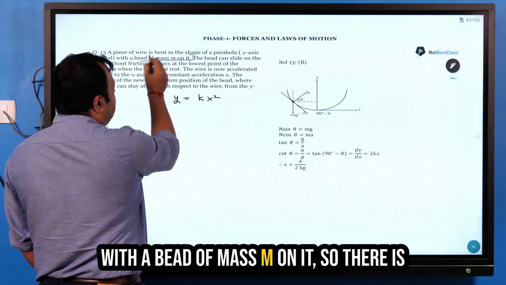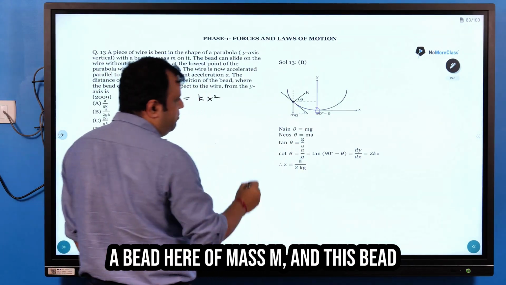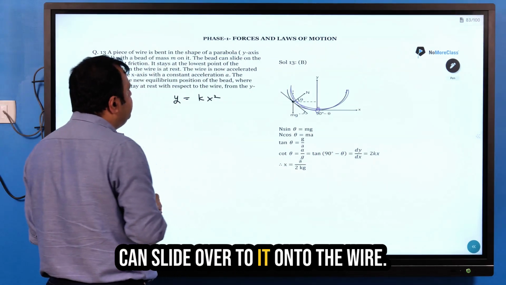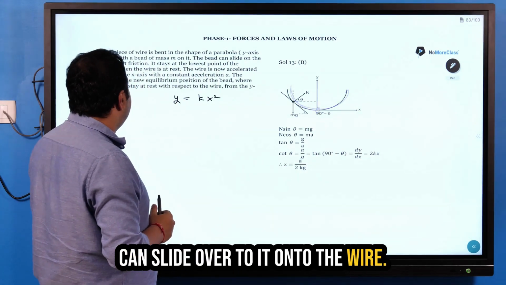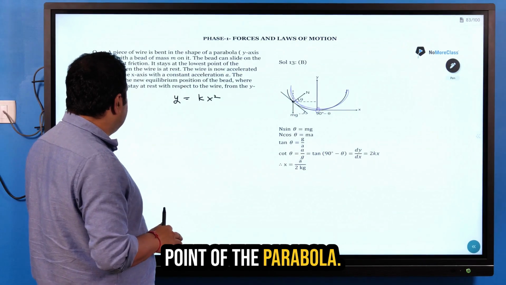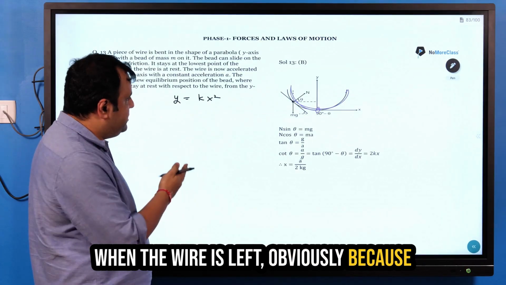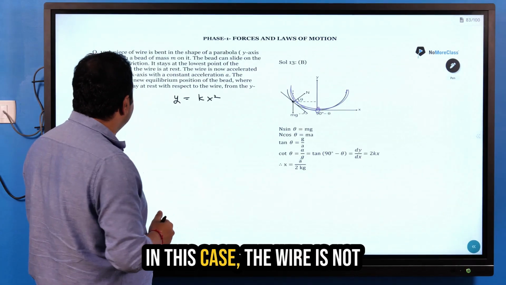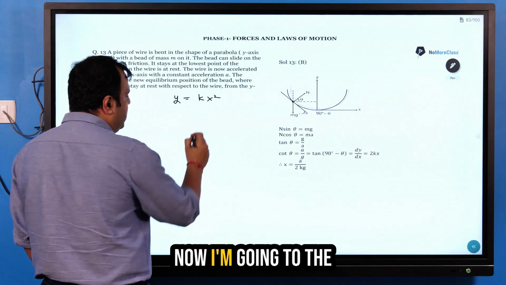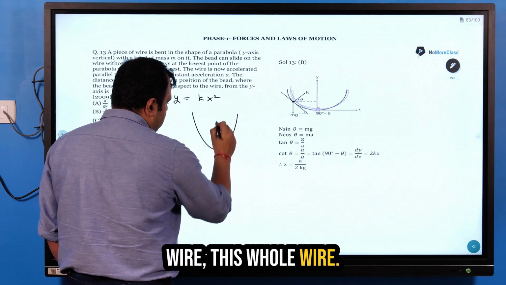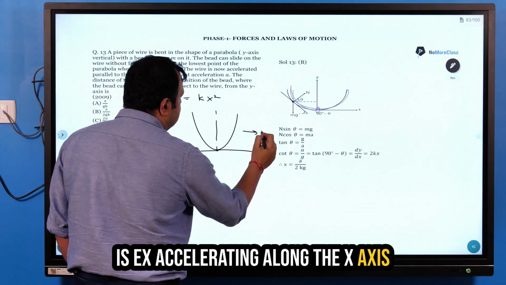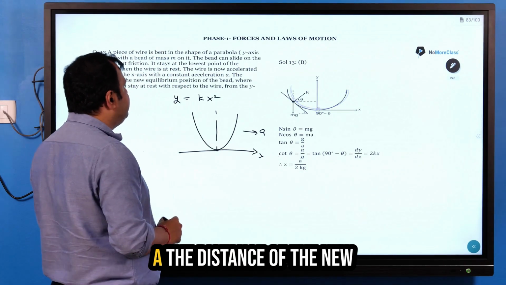With a bead of mass m on it, so there is a bead here of mass m, and this bead can slide on the wire without friction. There is no friction. It stays at the lowest point of the parabola when the wire is at rest, obviously, because gravity will be acting downward in this case. The wire is now accelerated parallel to the x-axis. Now I'm going to accelerate the wire. This whole wire is accelerating along the x-axis with a constant acceleration a.